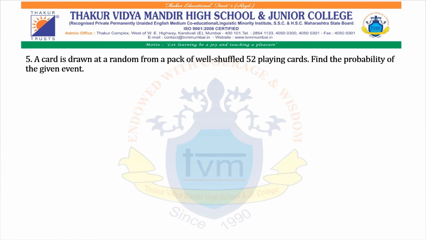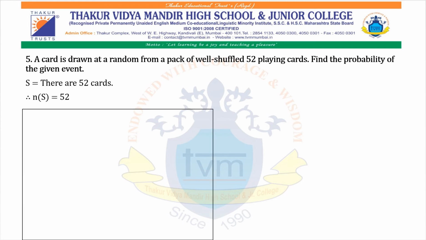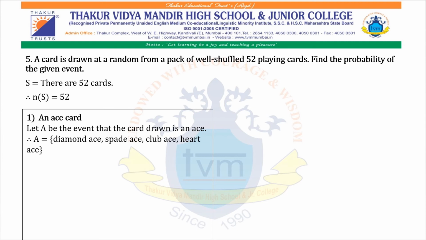Question 5. A card is drawn at random from a pack of well-shuffled 52 playing cards. Find the probability of the given event. Here, S is equal to, there are 52 cards, therefore n of S is equal to 52. Let's see the first event, an ace card. Let A be the event that the ace card is drawn. Therefore, A is equal to diamond ace, spade ace, club ace and heart ace. So, n of A is equal to 4. Therefore, P of A is equal to n of A upon n of S, that is 4 upon 52. Therefore, P of A is equal to 1 upon 13.